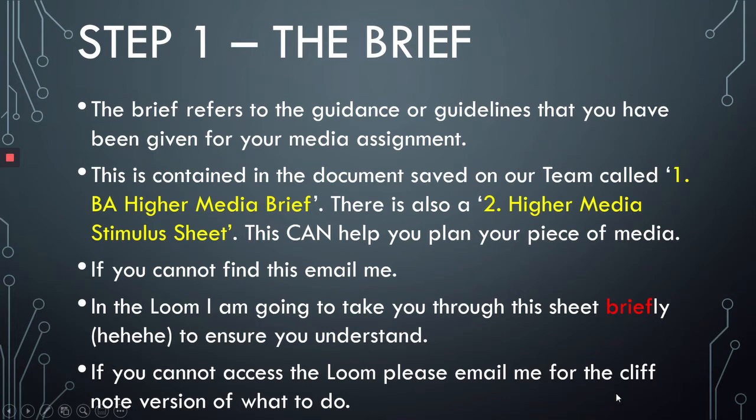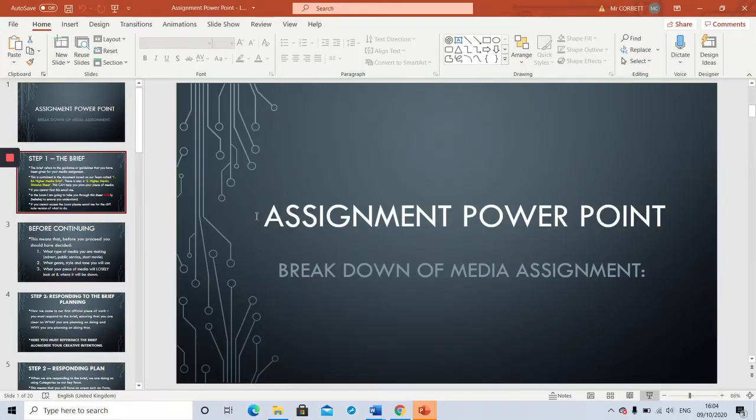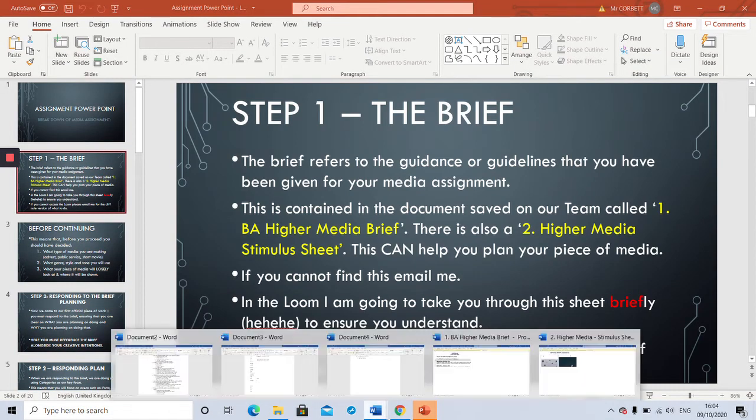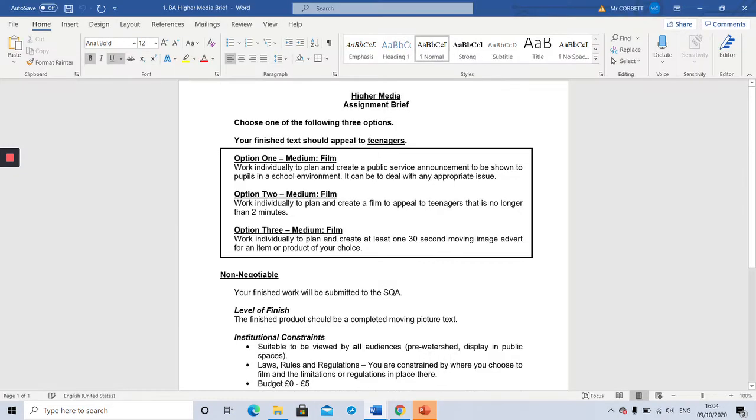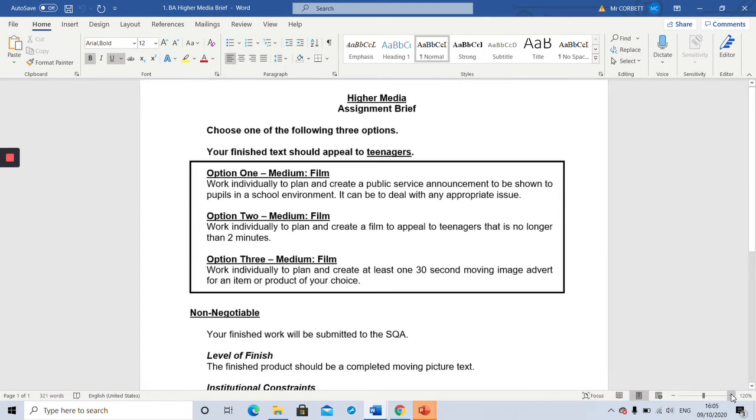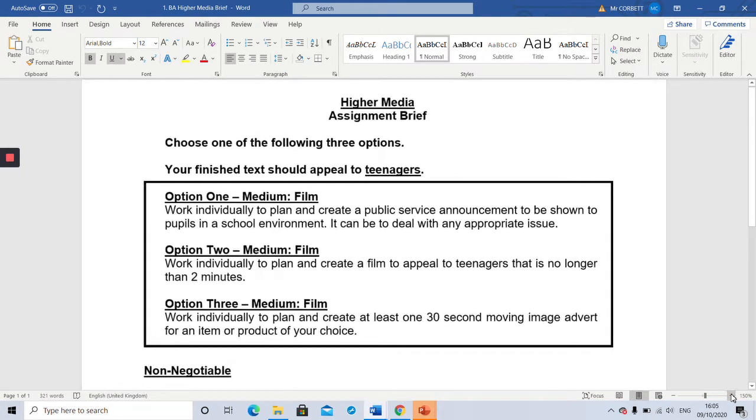So the first thing I'm going to do is I am going to see how well I hid that yawn. The first thing I'm going to do is I'm going to go to BA Higher Media Brief, which I have hopefully open somewhere. I'm going to enable editing so that it's a little less annoying. And I'm going to zoom in so that you can see it more clearly.